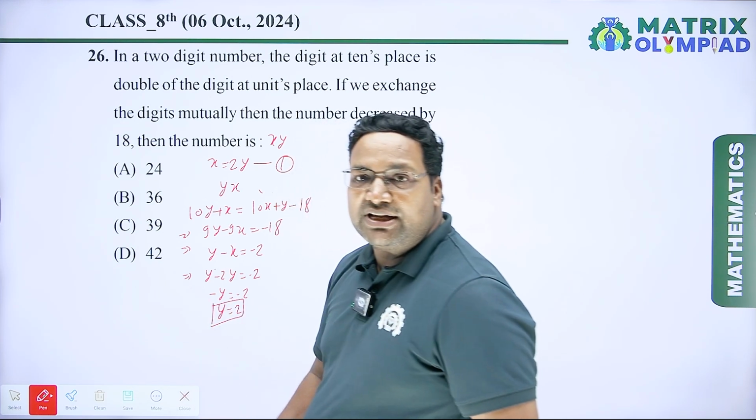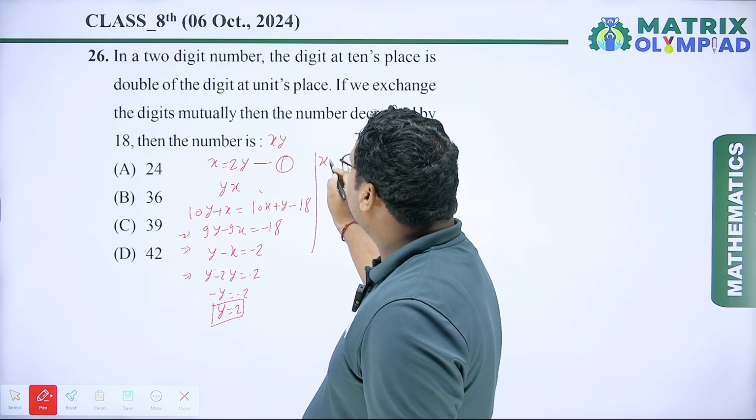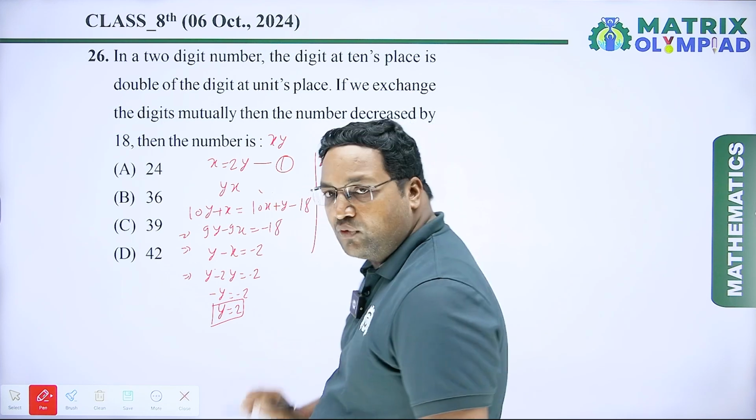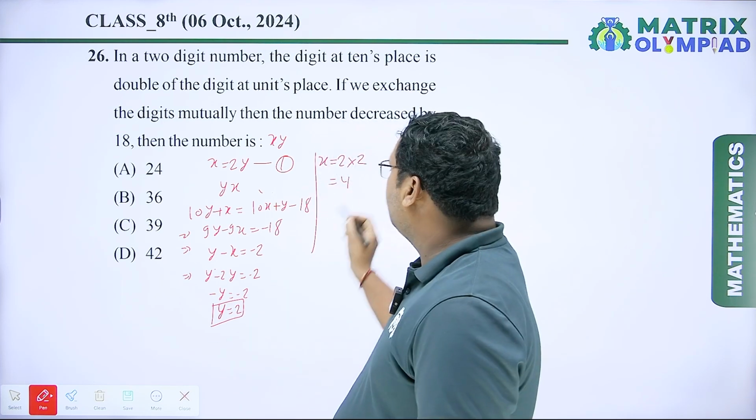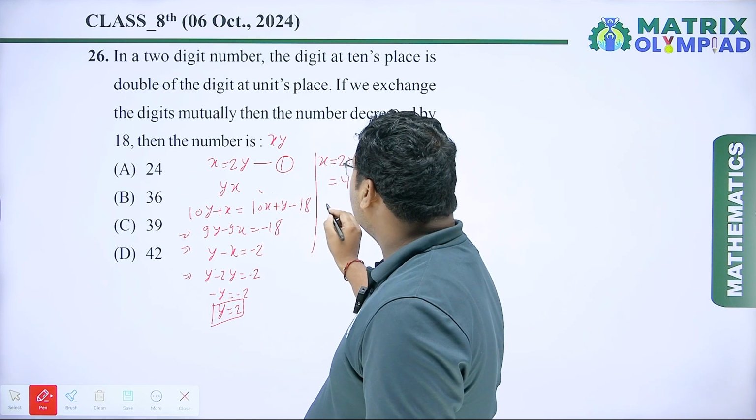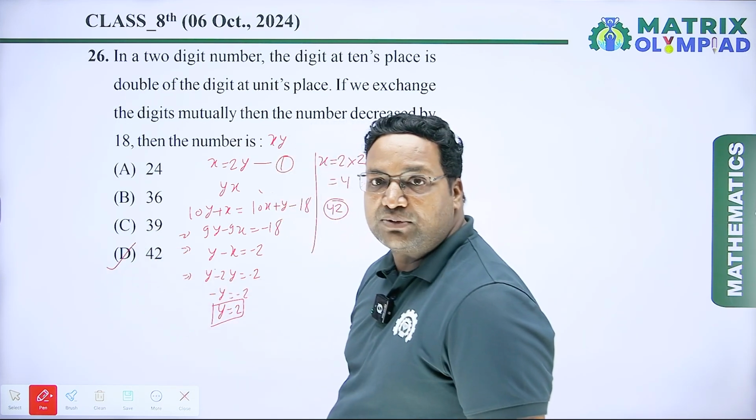So the unit place value is 2. So x equal to 2 into 2, which is equal to 4. So the tens place value is 4 and the unit place value is 2. So the number is 42, which is option number D. So correct option is D.